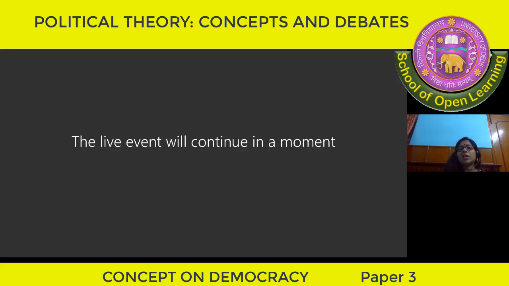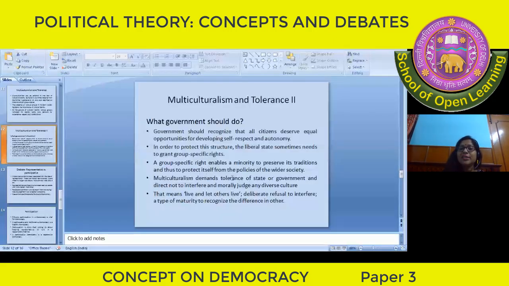In order to protect this structure, the liberal state sometimes needs to grant group-specific rights, autonomous regions. They are group-specific rights. Scheduled tribe areas you cannot enter and purchase land. You cannot engage in their cultural activity, primordial ethnic needs. Group-specific rights enable a minority to preserve its tradition, thus to protect itself from the policies of wider society, which is specifically their own identity. Because identity is the buzzword in the 21st century, and democracy recognizes different diverse identities.